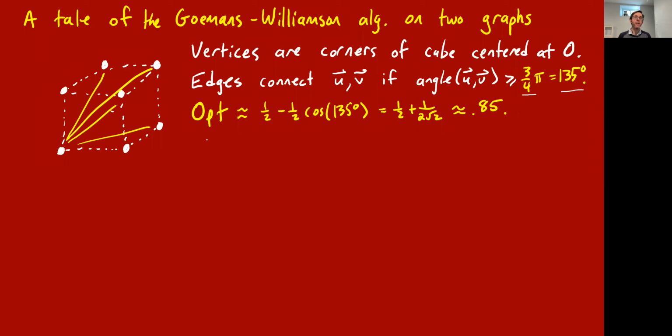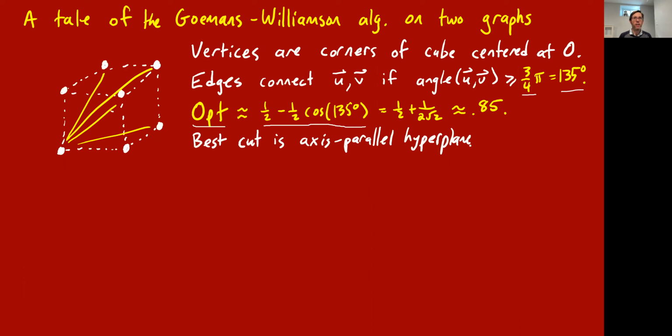The maximum cut in this graph, you might guess it. If you take any axis parallel hyperplane, it turns out you can prove that this is the maximum cut. Once you know that, it's not hard to show that the actual optimum value, the fraction of edges cut, is basically this quantity, half minus a half cos 135 degrees, also known as half plus 1 over 2 root 2, which is about 0.85. So in this graph, at least in high dimensions, the best cut cuts about 85% of the edges.